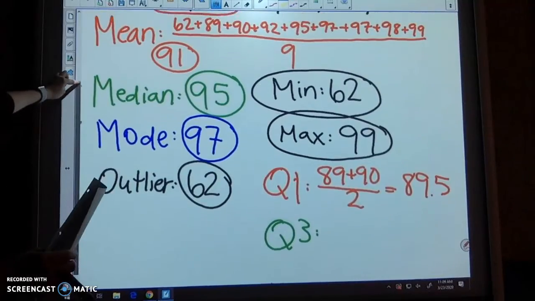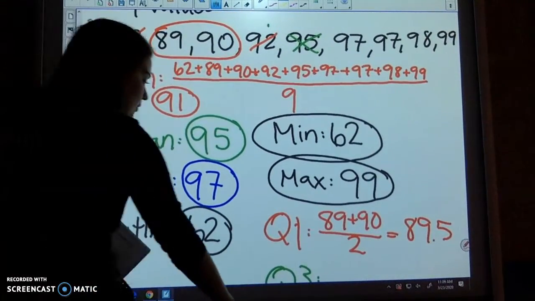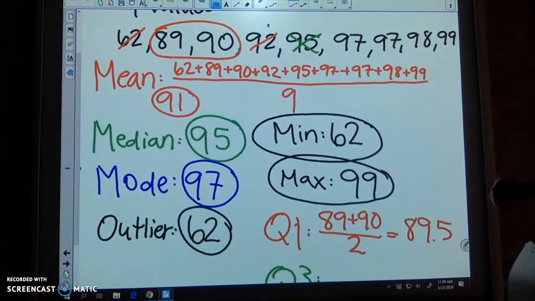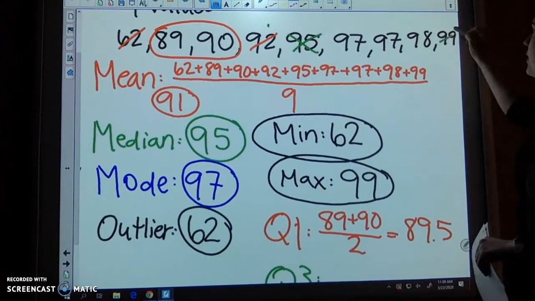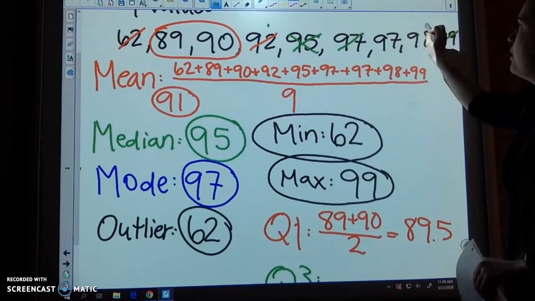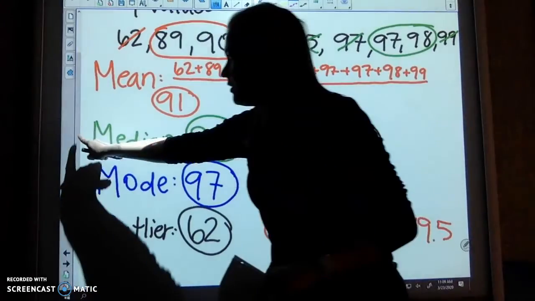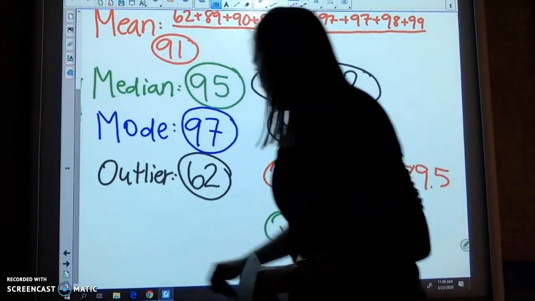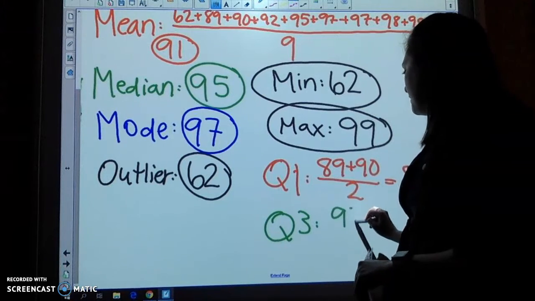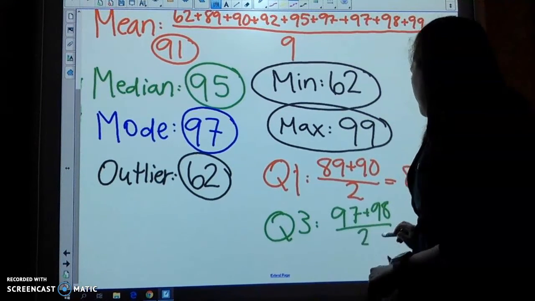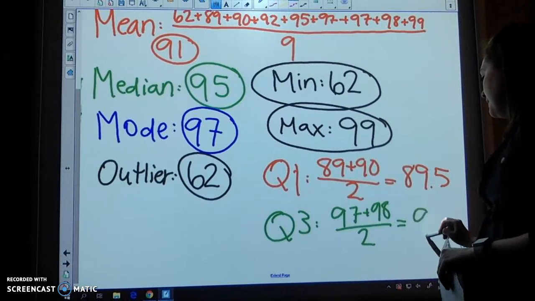We're going to do the same thing for quartile 3. You're going to notice again that we have an even number of values here. We have 4. So we're going to have to find our middle value. So we cross out 99, 97. We're left with 97 and 98. So again, we find the average of that. So we go 97 plus 98 divided by 2 is equal to 97.5.